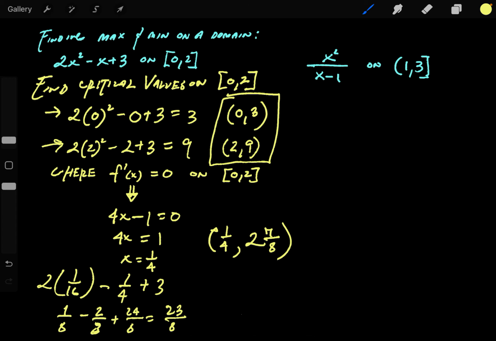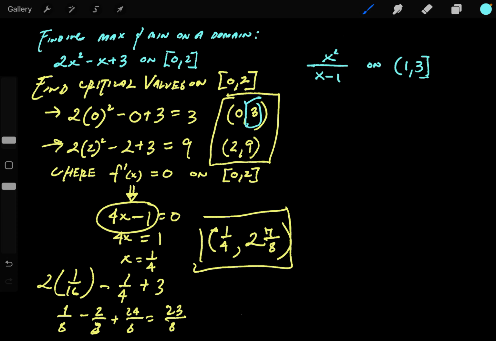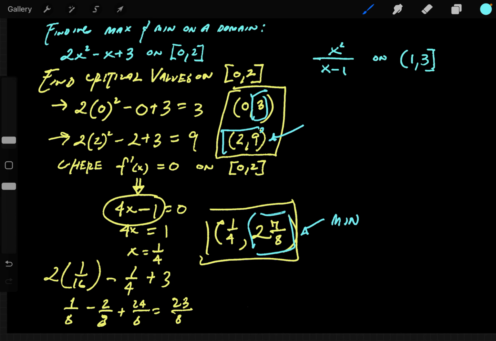So now this is all your critical values on this interval. You would also want to see where this is undefined, but f prime being 4x minus 1 is defined everywhere. So these are your 3 critical values. Now, if you want to find out where the minimum and the maximum are, it's easy. You just find which one is the smallest and which one is the largest y value. So 3 is greater than 2 and 7/8. That means that this is a minimum on this interval. And then the endpoint (2, 5) is a max. And you're done with this first one.